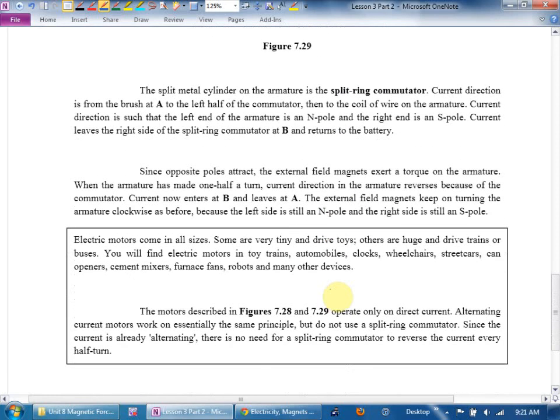The split metal cylinder in the armature is in the split ring commutator. Current direction is from the brush at A to the left half of the commutator, then to the coil of wire on the armature. Current direction is such that the left end of the armature is a north pole and the right end is a south pole. Current leaves the right side at B and returns to the battery. I'll let you read the explanation, just a few notes.